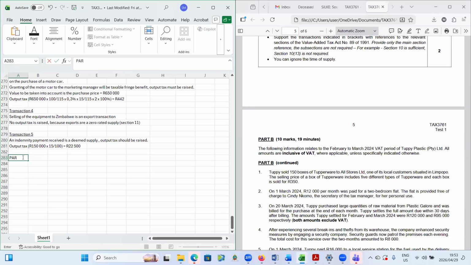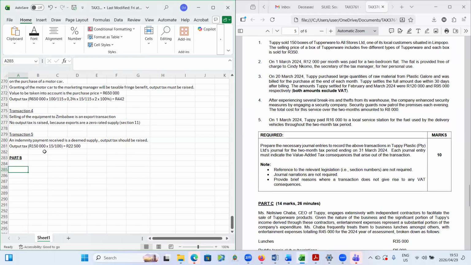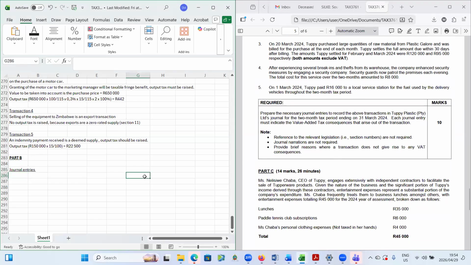Should we do part B? Yes, we should. I think we should quickly do. Last week we did journals, and this part is on journals, journal entries. We said there is DR and CR.